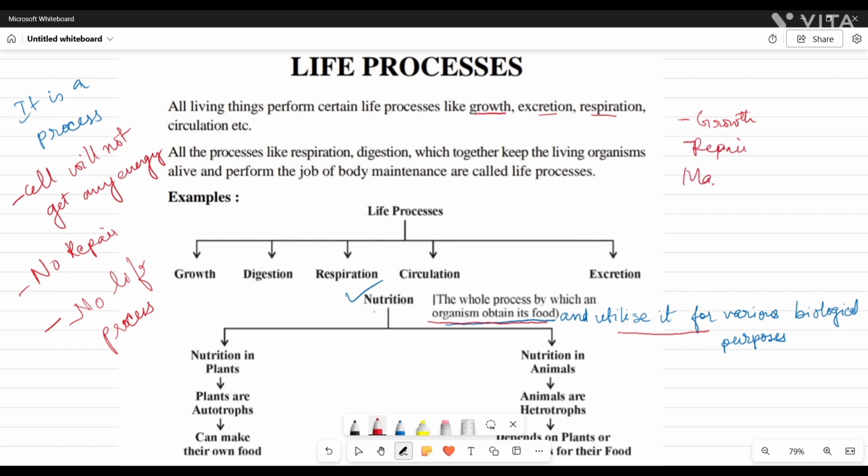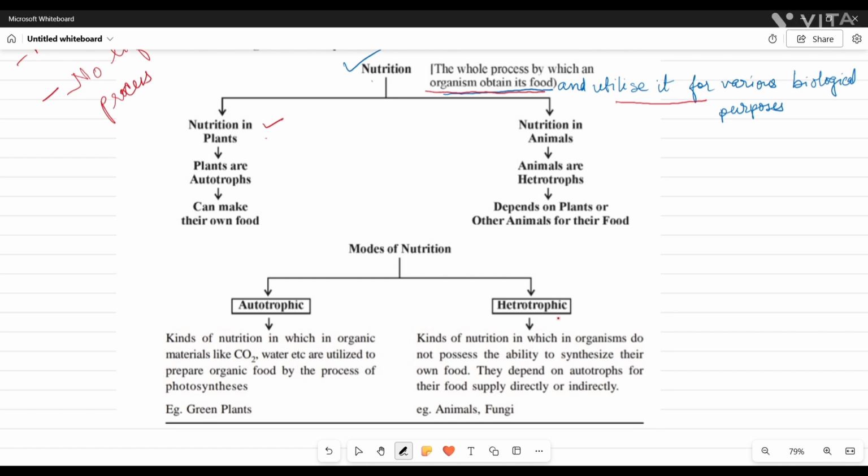As we know, plants are vastly different from animals, so the nutrition in plants will also be different from the nutrition in animals. Plants are autotrophs. What is the meaning of this fancy term, autotrophs? It means they can make their own food. How do plants make their own food? Plants carry a special organelle, the chloroplast. In that chloroplast, there are small coin-like structures.